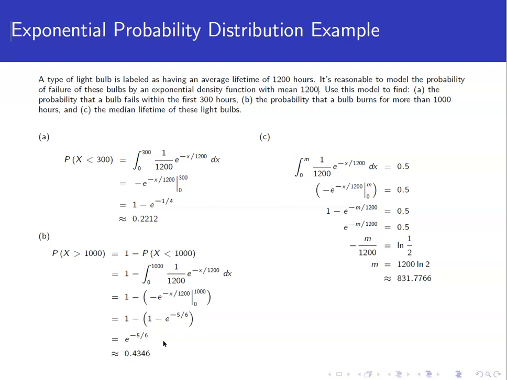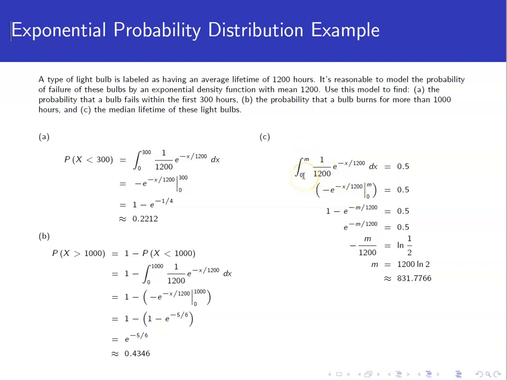Finally, the problem asks us to find the median. That means we need to find the value that splits the distribution in half. So we need to know the value from 0 to infinity where we split the distribution exactly in half, or have a probability of 0.5 of being below that number and a probability of 0.5 of being above that number. I don't know what that number is, so I'll call it m.